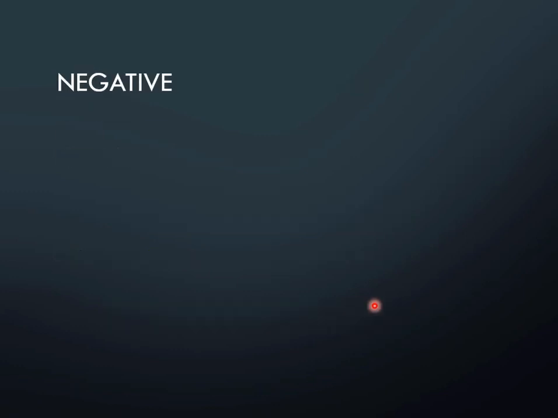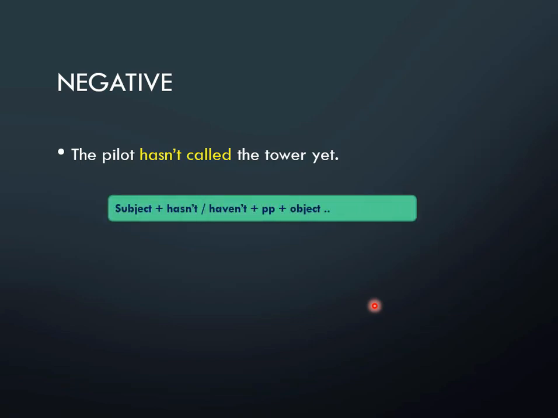How can we write a negative sentence in the present perfect tense? Look at the example. The pilot hasn't called the tower yet. So what's the structure we follow to make this active sentence in the present perfect in negative form? Write the subject at the beginning, then hasn't or haven't. If the subject is singular, we should use hasn't. If it is plural, we should use haven't or have not. Then we follow these helping verbs with the PP, or the past participle, and the object at the end of the sentence. How can we change this into passive?